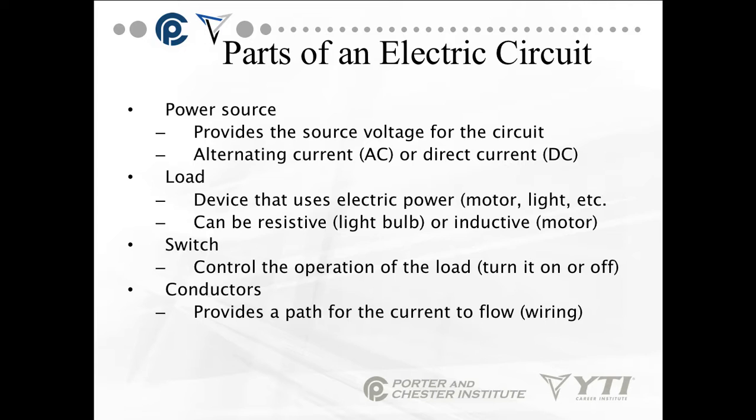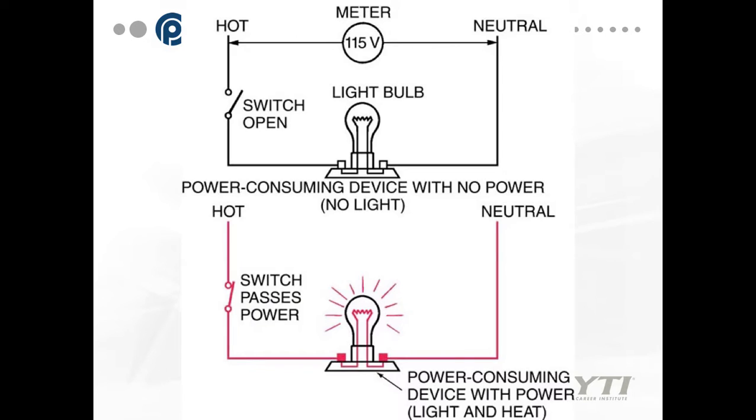We have to have a load. It's a device that uses electrical power. It could be a motor, light. It could be a resistive load like a light bulb or a heater, and it could be an inductive load that creates magnetism like a motor. We have to have a switch, some sort of control that turns it on or off. We have to have conductors that provide a path for the current to flow. It's the wiring. Could also be a printed circuit board. So without any one of these four parts, the circuit will not work and behave properly.